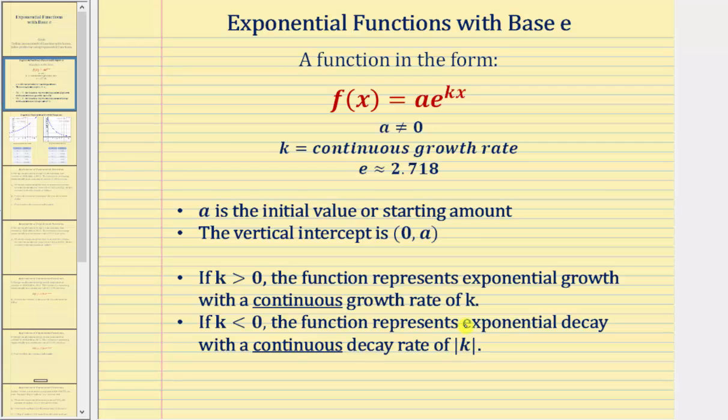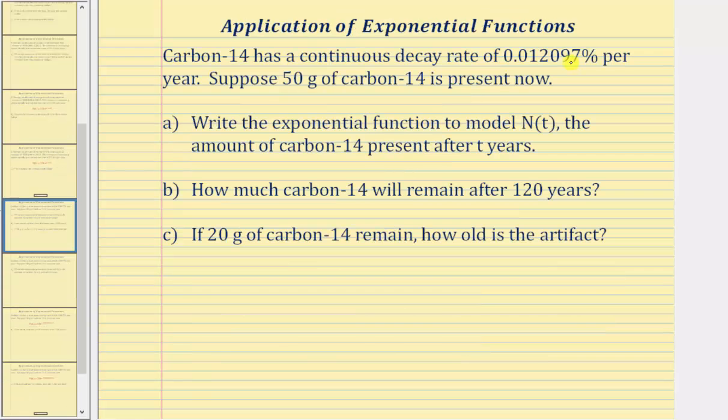Let's go and take a look at our second example. We're told carbon-14 has a continuous decay rate of 0.012097% per year. Suppose 15 grams of carbon-14 is present. Write the exponential function to model n of t, the amount of carbon-14 present after t years, how much carbon-14 will remain after 120 years, and finally, if 20 grams of carbon-14 remain, how old is the artifact?